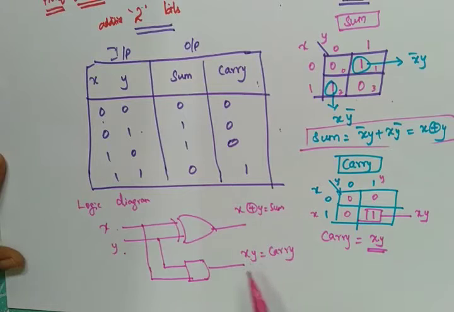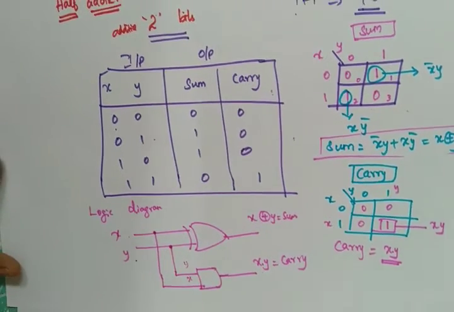And here we have xy. Let us take one input from x and one input from y. So this will be y and this is x. If we give this to an AND gate, this will perform x into y. So this is our carry. Let us move on to the full adder.